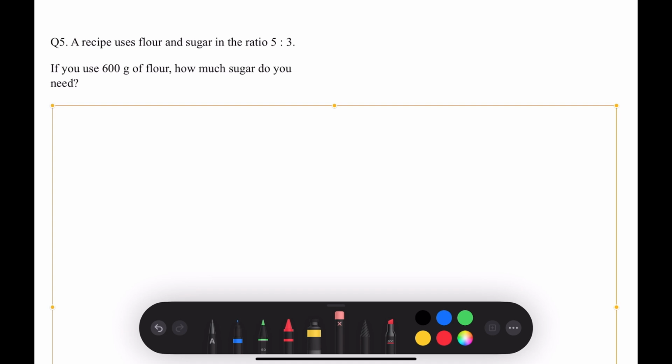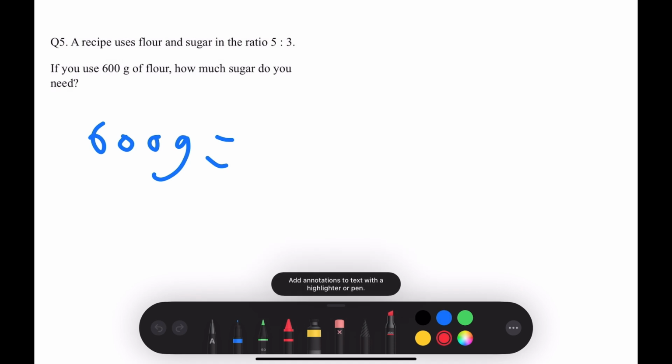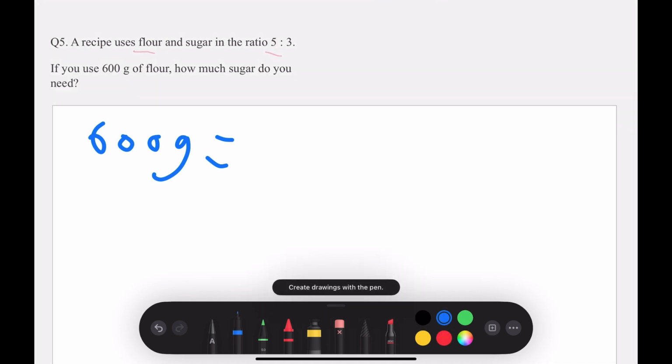Okay, so next question. A recipe uses flour and sugar in the ratio 5 to 3. If you use 600 grams of flour, how much sugar do you need? So, we're told that there are 600 grams of flour. So the 600 grams is equal to the amount of parts of flour. And the flour is on the left-hand side, so we use the number that is on the left-hand side of the ratio, which is 5. So the 600 grams is equal to 5 parts.